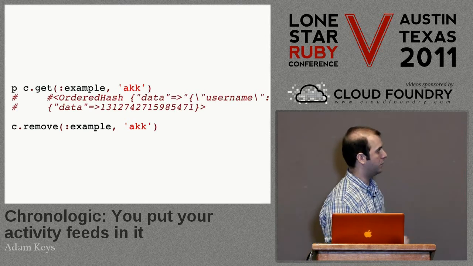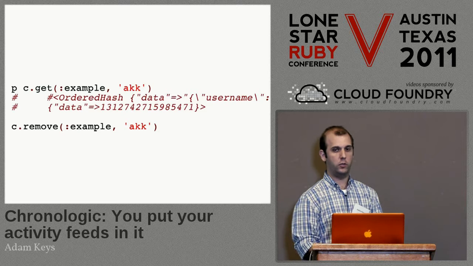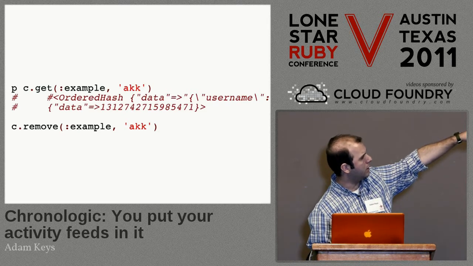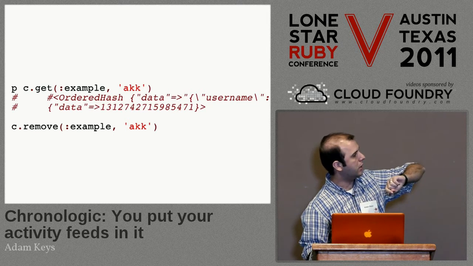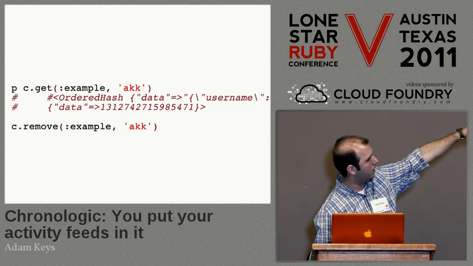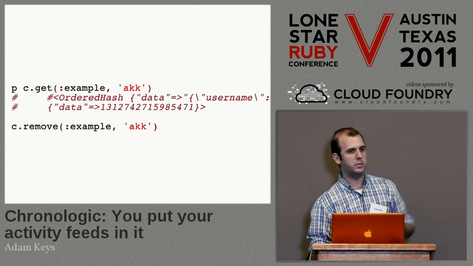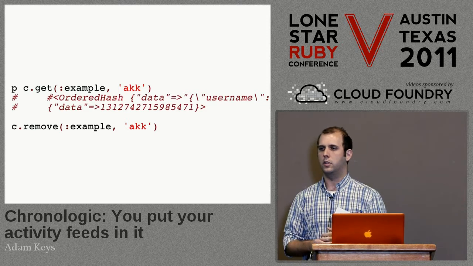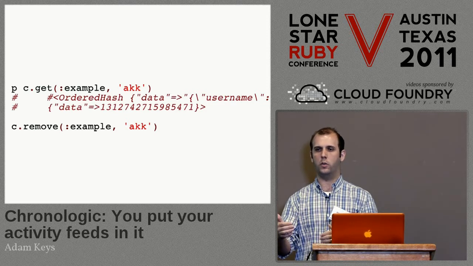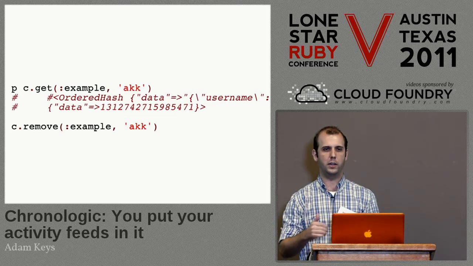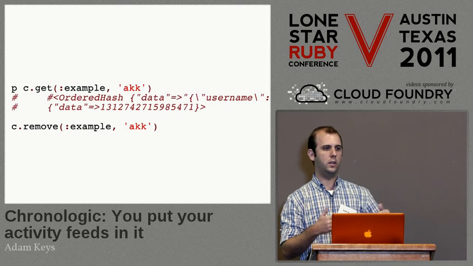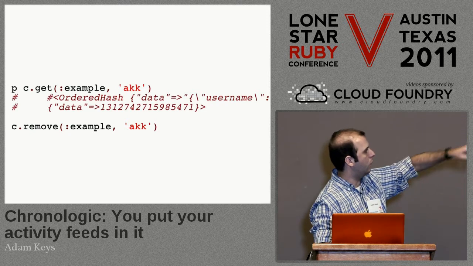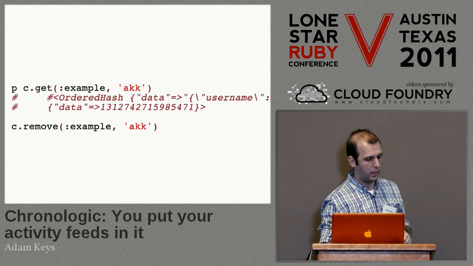an ordered hash, which is basically a hash in Ruby 1.9, but it's been backported to 1.8. And there's a data column, and then you can see the very beginning of a JSON encoded string there. And it returns data and then a timestamp. This is for if you need to do concurrent writes. You can submit a timestamp, and that way nothing gets overwritten because an old read overwrote a newer read. And then I can delete the row with remove AKK.